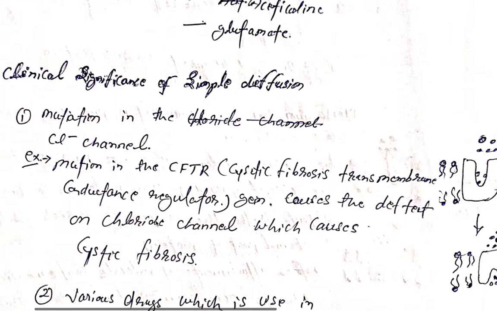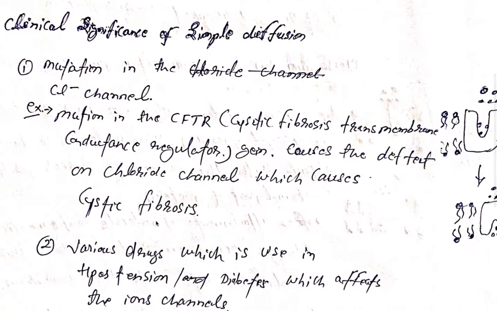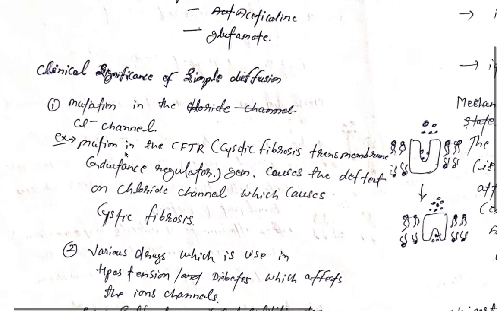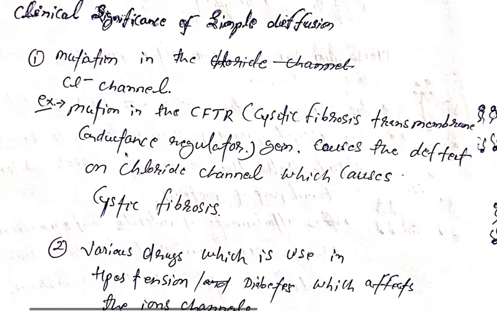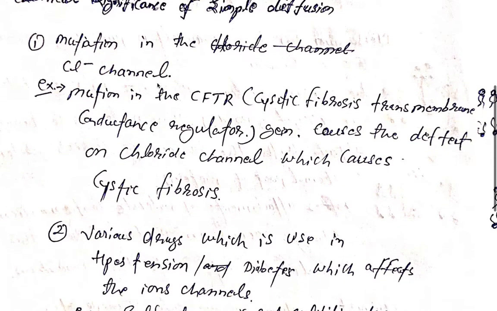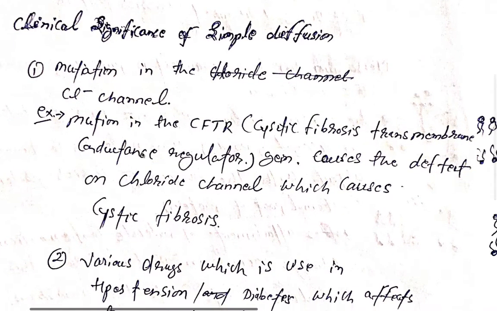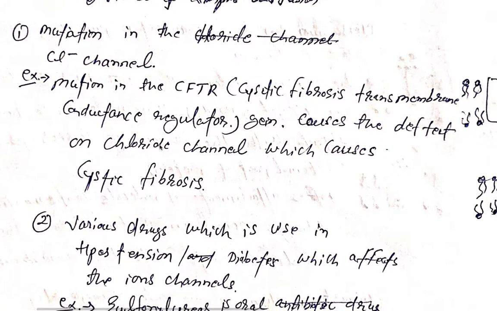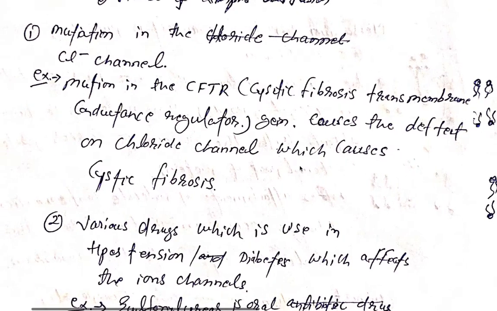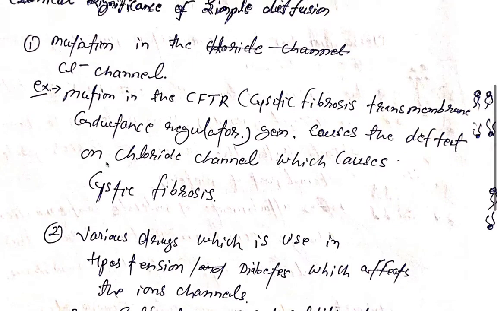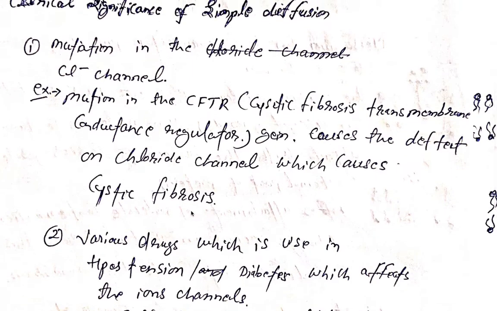And now the clinical significance of simple diffusion. First is mutation in the chloride channel. A mutation in the CFTR gene, the cystic fibrosis transmembrane conductance regulator, causes a defect in the chloride channel, which causes cystic fibrosis.